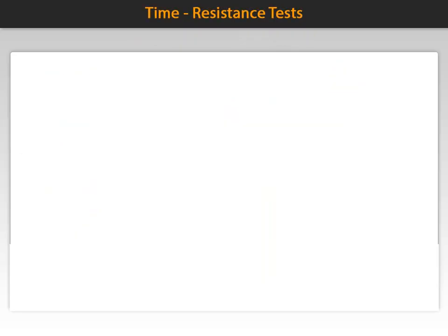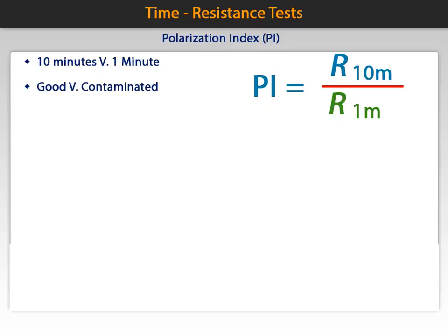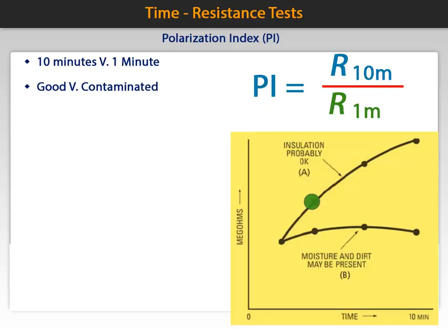The next time-resistant test method we'll examine is the polarization index. It represents the ratio resistance values of 10 minutes over 1 minute. Here is the formula. PI, or polarization index, is equal to IR, or insulation resistance at 10 minutes, over IR at 1 minute. It is based on the absorption effect of good insulation compared to that of moist or contaminated insulation. You simply take successive readings at specific times and note the differences in the reading. Tests by this method are sometimes referred to as absorption tests.